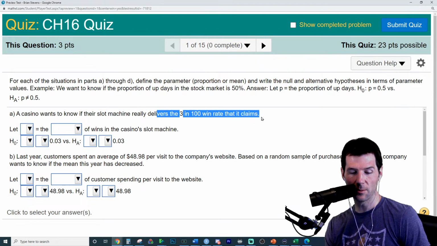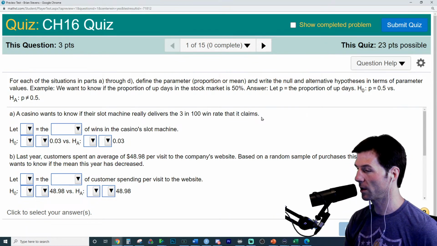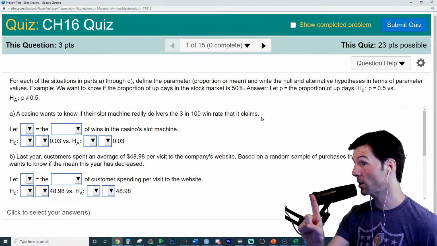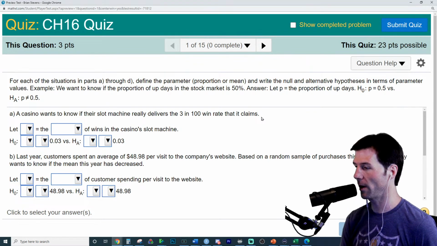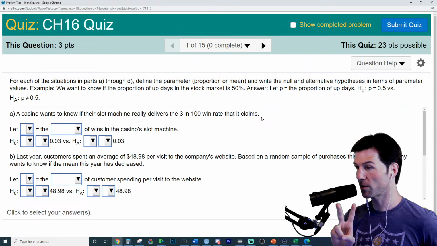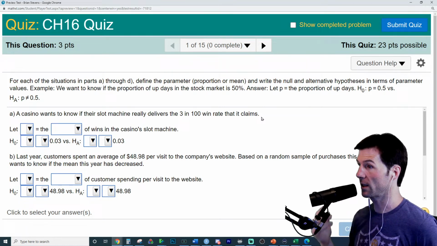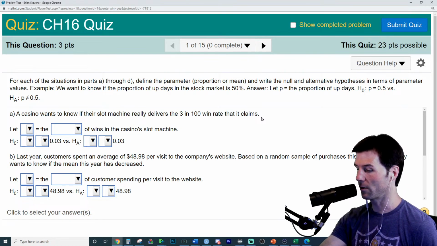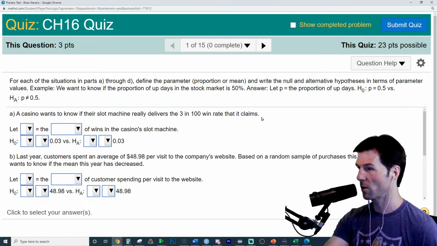So since it's does the machine pay out, it's a what kind of question we're dealing with. Not how much does the machine pay out, but does the machine pay out? Two types of variables, categorical and quantitative, and we're asking, does the machine pay out? We're not asking how much, which would be quantitative. So by asking does it pay out, is it C or Q?